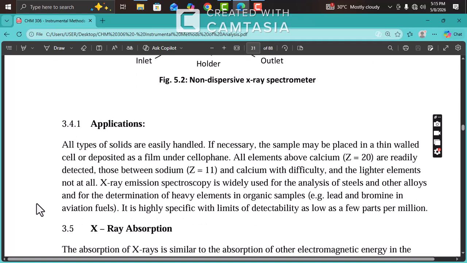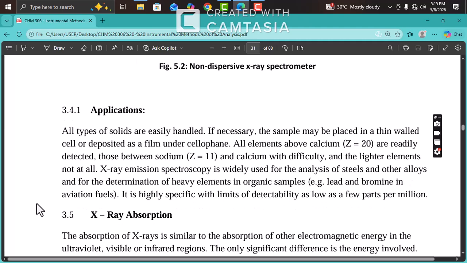Now we move to application. So different types of solids are used. Okay, and this is commonly used in the analysis of steels and alloys. So you can tell, okay, this steel is made up of this. You understand, because the composition of steel, for instance, determines the strength, the kind of application you can use it for, and all of that. So steel and metal alloys, and for the determination of heavy elements in organic samples.